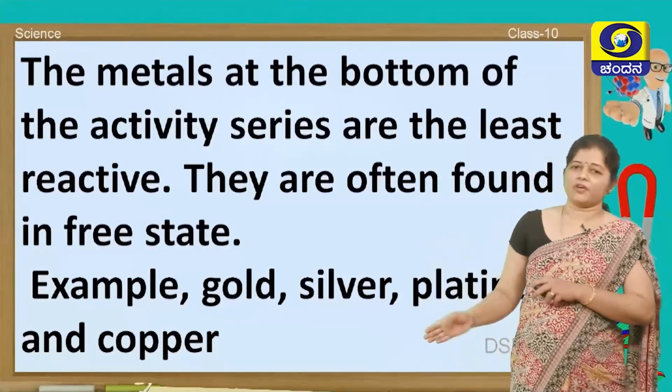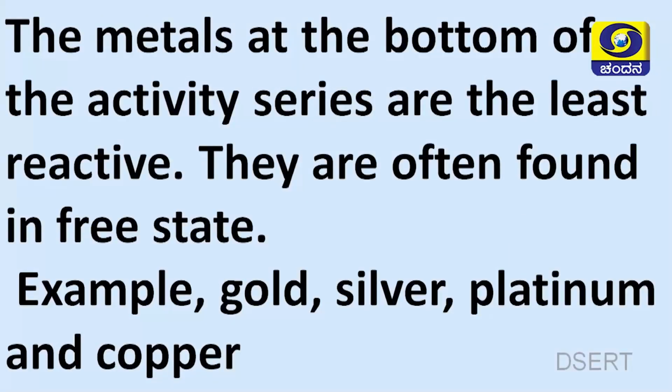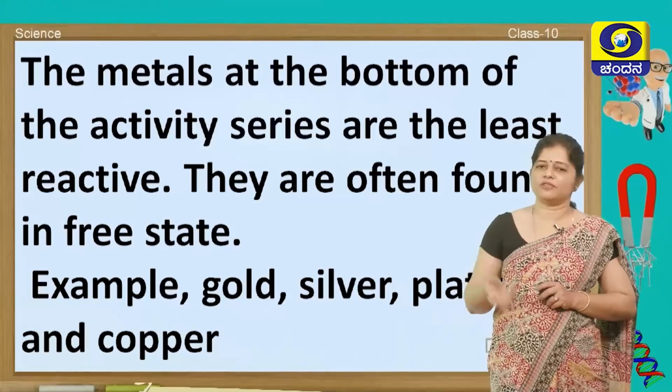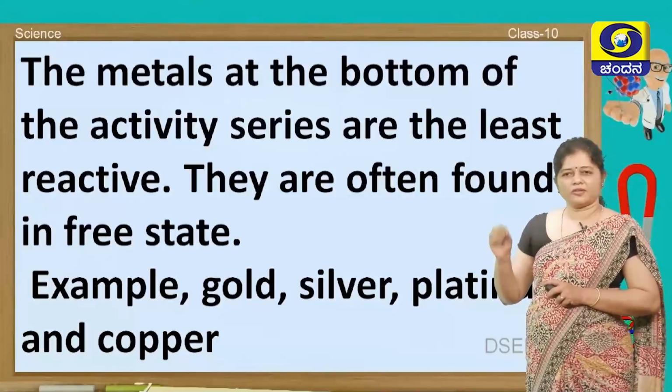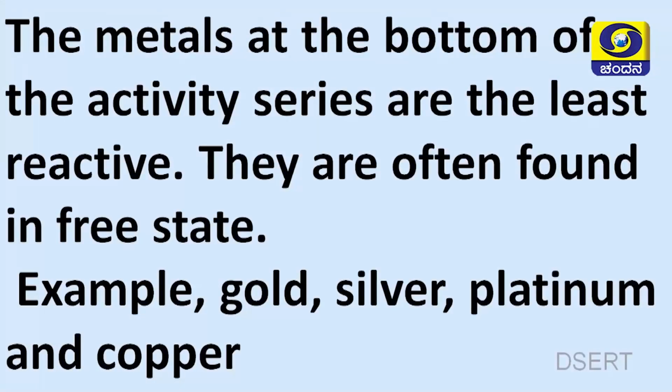The metals at the bottom of this activity series are the least reactive. They are often found in the free state. For example, gold, silver, platinum, copper, etc. Generally, gold, silver and platinum exist in the free state.